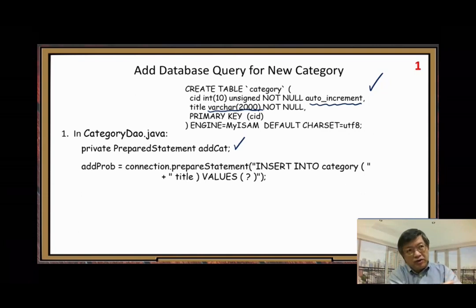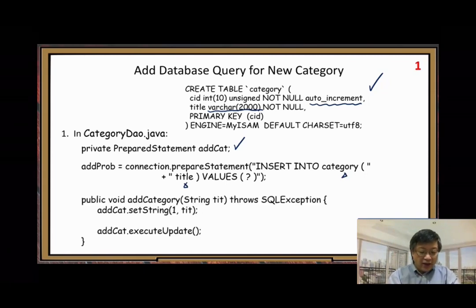For this insert statement, you can see it is pretty straightforward. Here you can see we can easily modify it from our problem insert statement. We just change the table from problem to category, from content to title. All right. Then the query method, add category. Next, process data to add a new category.